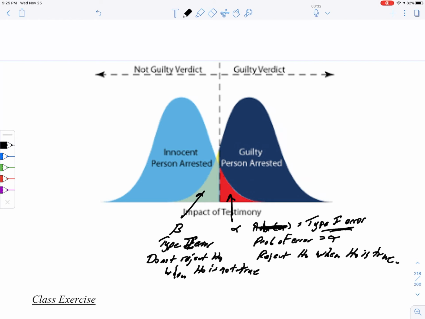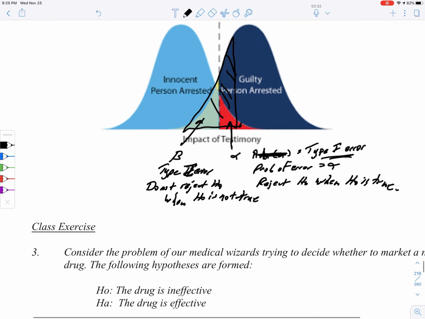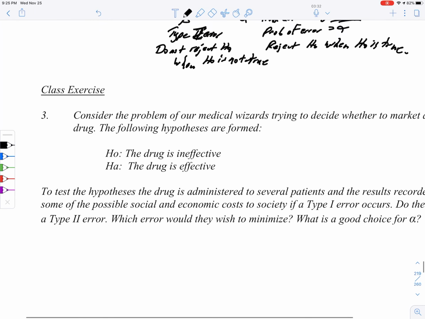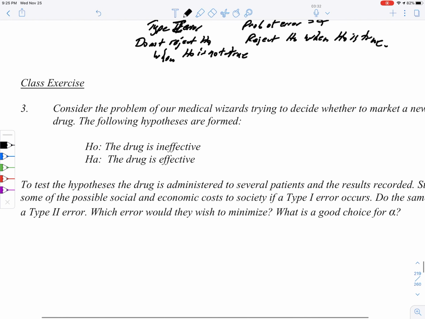Here's the thing, though, if you take a look at the red area alpha, if we wanted to make that smaller, and so we wanted the area alpha to be not 5%, but say 1%, then we would move the line over here. But what happens to beta? Beta gets bigger. So these are competing errors. As one gets smaller, the other gets bigger, and there's costs associated with each one.